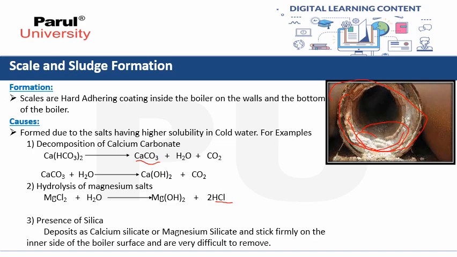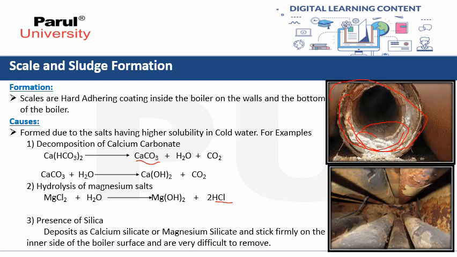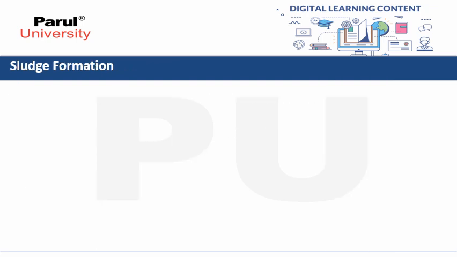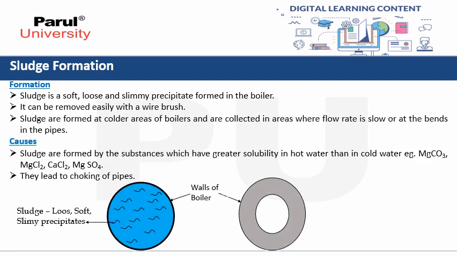The third reason is the presence of silica. It deposits as calcium silicate or magnesium silicate and sticks firmly on the inner side of the boiler surface, which is very difficult to remove. As shown here, the walls of the boiler are shown and the difference in the formation of scale and sludge. Sludge remains present in the water and gets accumulated at the areas where the flow rate is low and in colder regions. Whereas the scales are hard adhering coatings which just stick to the walls of the boiler only.